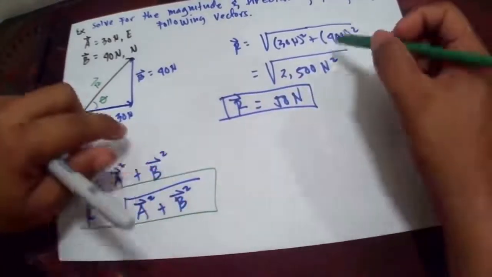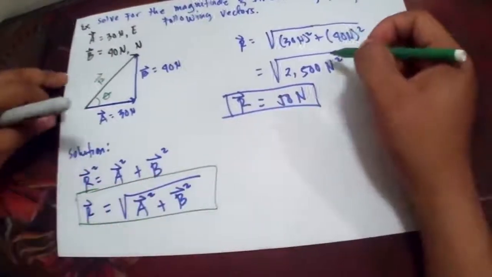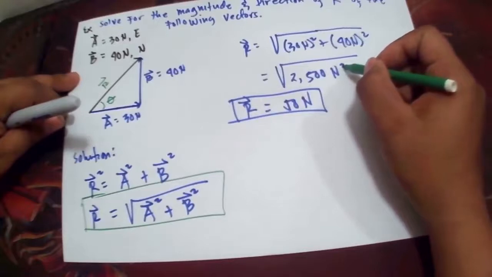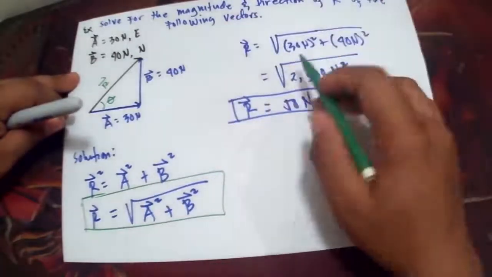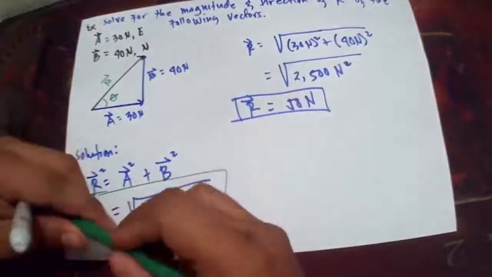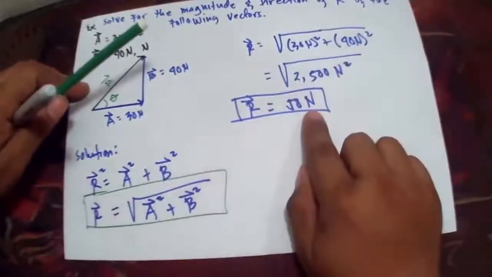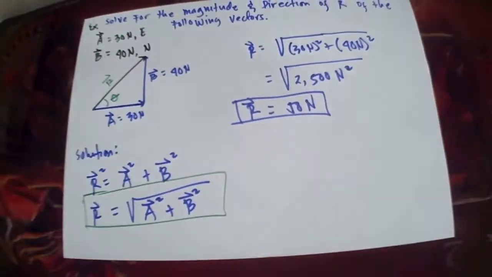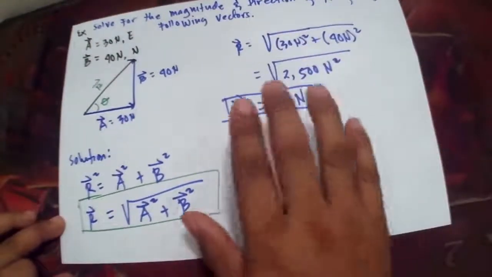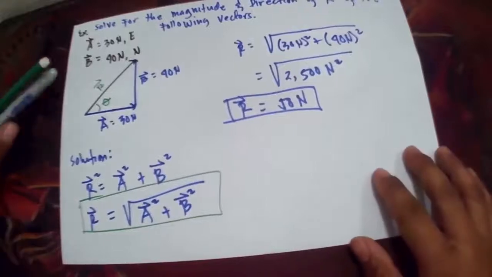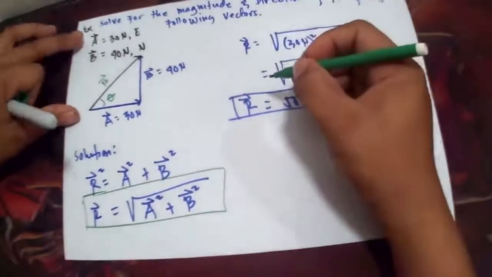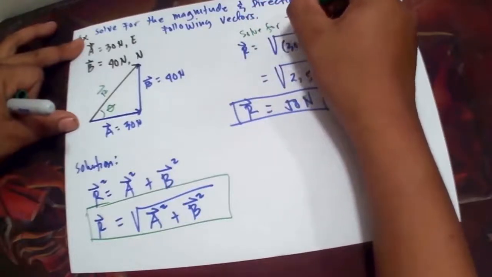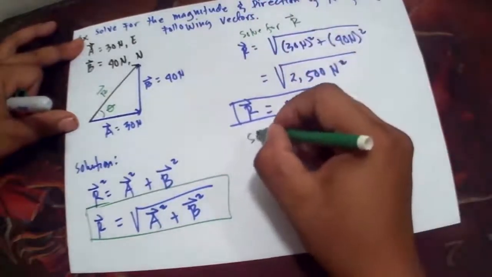If we get the square root of this one, this will cancel out the index of our square root sign here. So that's why the remaining unit here is N. Okay? So that would be our resultant vector. Now let's proceed to solve for the direction.